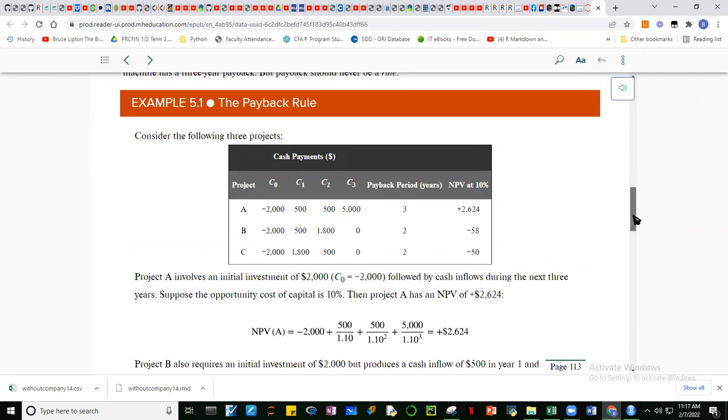So for example, kunyari project A, ang initial investment 2,000. At the end of year 1, ang cash inflow 500, year 2 500, year 3 5,000. So we notice that if we add cash flow at 1 and cash flow at 2, 1,000 pa lang yan. So hindi pa nare-recover yung initial investment na 2,000. Sa year 3 na marirecover. Kasi sa year 3, ang cash flow natin 5,000.